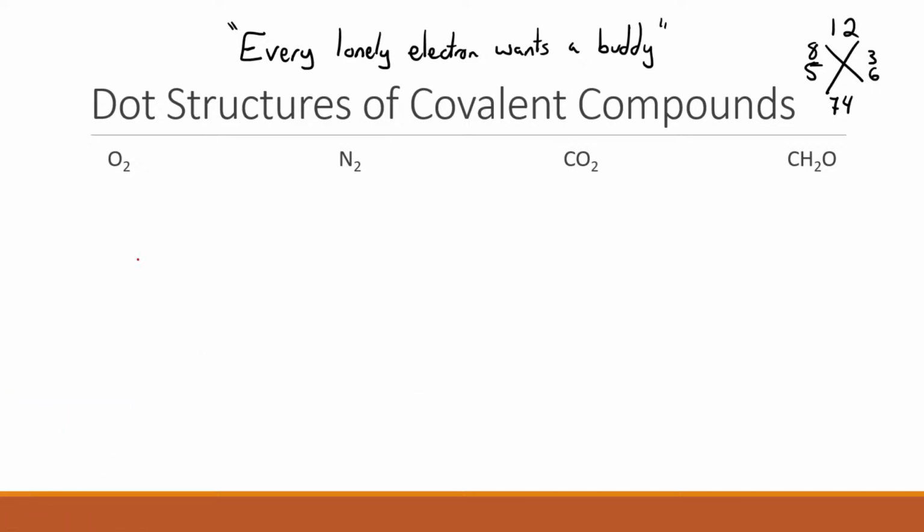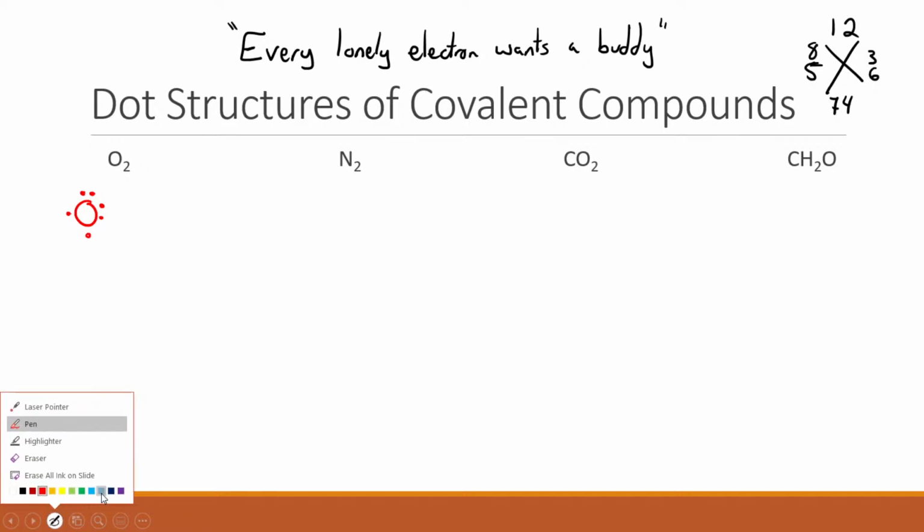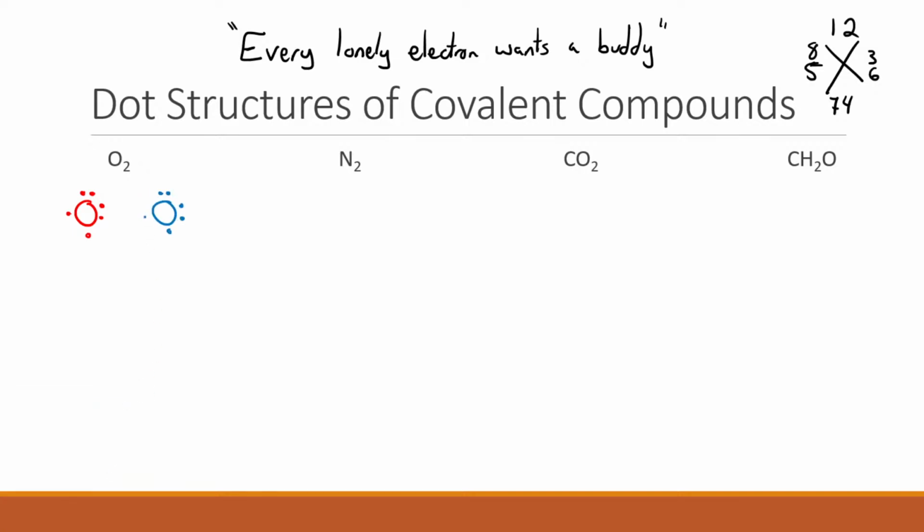Let's go red and blue for 2 oxygens. 1 oxygen here, 6 valence electrons. Another oxygen in blue, 6 valence electrons. I am still looking for every lonely electron to get a buddy. And so in this case, I only have one possibility. I must connect these oxygens to each other repeatedly. This is called a double bond for pretty obvious reasons. I'm bonding the same 2 atoms together twice. They're sharing a total of 4 electrons between them.